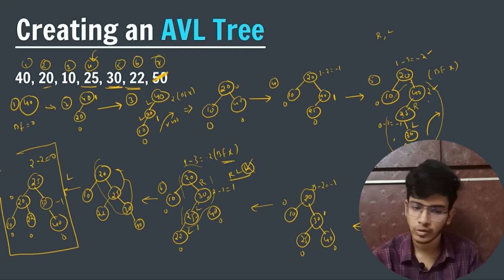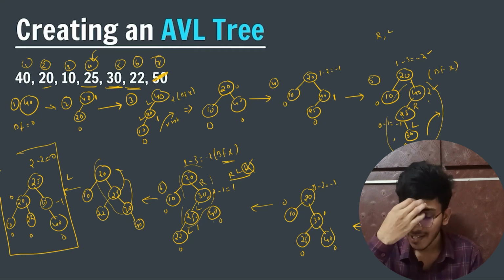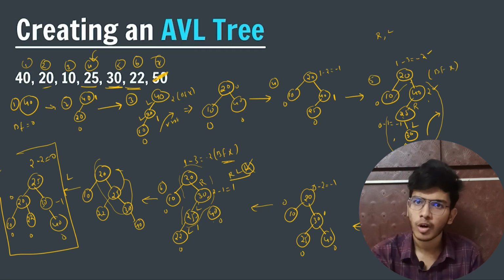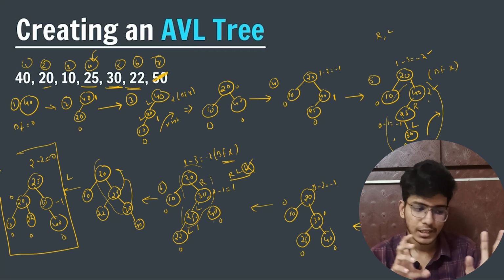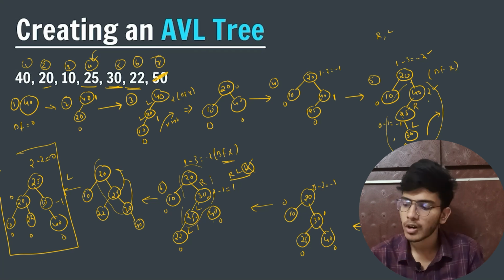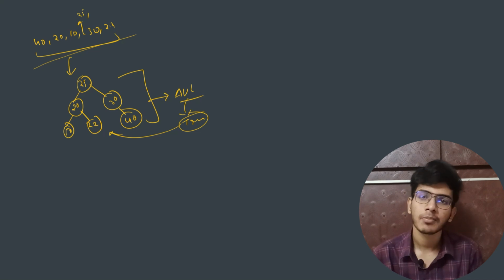I hope you have understood the overall working process. At each and every step I am checking the balancing factor. If the balancing factor got disturbed, then I am checking for which case it is getting disturbed, and after finding the case, I will perform the corresponding rotations. Each case will have a rotation. So I will perform the corresponding rotations, and after it finally I will get my required AVL tree. So this is the whole concept of AVL tree.